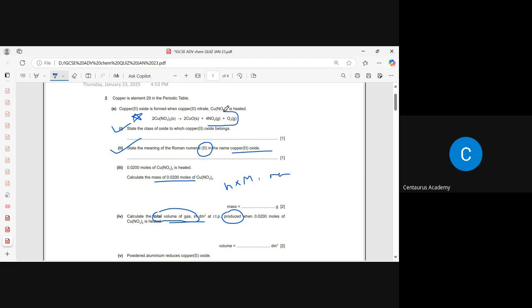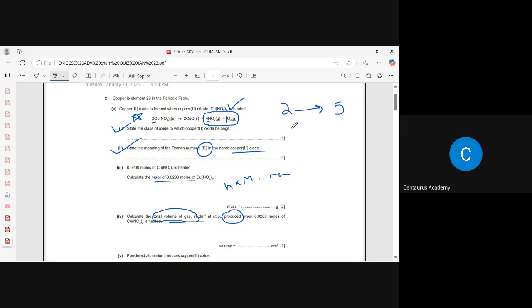There are two different products which are gaseous products. Okay. And these are the gaseous products which are produced, right, from thermal decomposition of copper(II) nitrate. So, according to this reaction, 2 moles of copper(II) nitrate, with the coefficient 2, produces approximately 5 moles of gaseous products. How? 4 moles of nitrogen dioxide, and when nothing is written as a coefficient, this means it is 1, right? So 4 plus 1 is 5 moles of gaseous products produced.